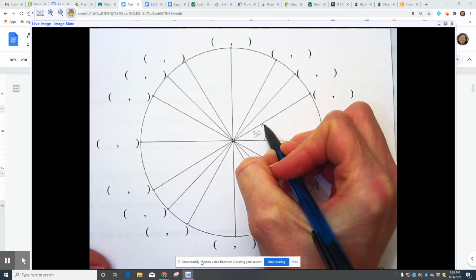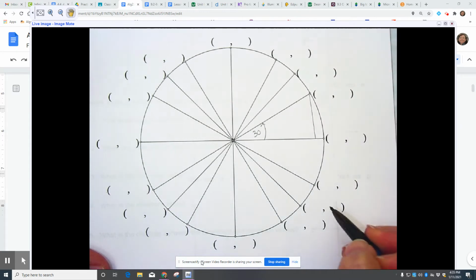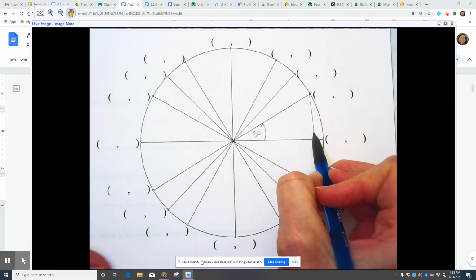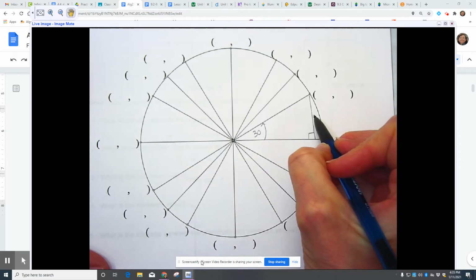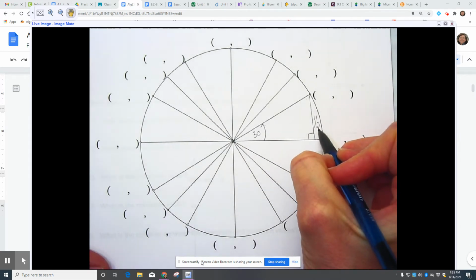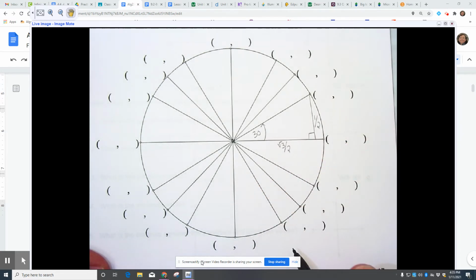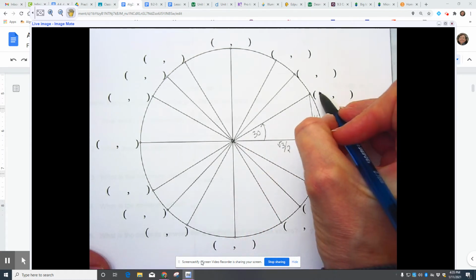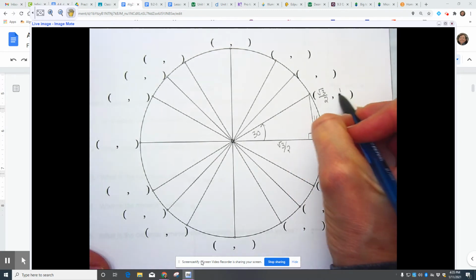So from here to here is 30 degrees. So I could sketch a triangle on here. And if you remember, a 30, 60, 90 were those special right triangles that we looked at earlier. In those triangles, we said the short leg was 1/2 and the long leg was square root of 3 over 2. So to get to this coordinate point, I go over square root of 3 over 2 and up 1/2.